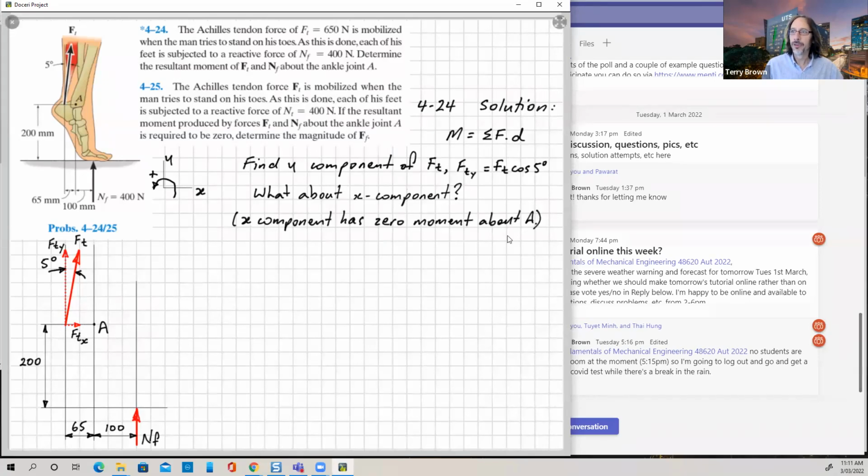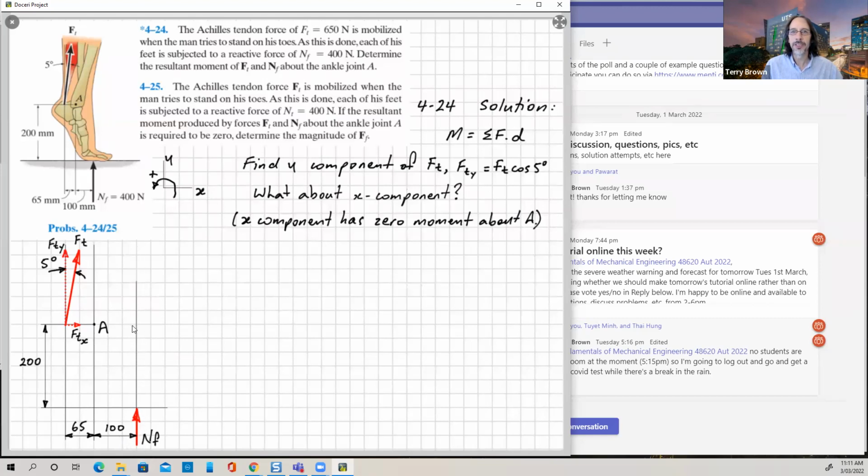All right, so now that we've established that the x component has 0 moment about A, we can just do F times perpendicular distance. So Fty will be times 65 millimeters or 0.065, and the line of action is up here.